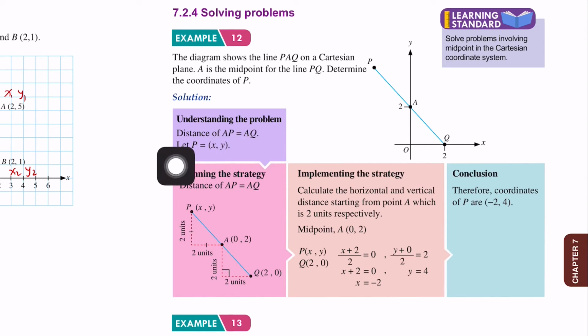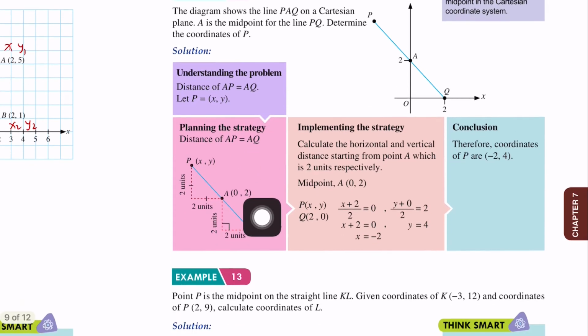Now we know that the distance of AP and AQ is the same. So let P equals to X, Y. Di sini dia dah labelkan P, X, Y, A 0, 2, Q 2, 0. From this part, kita tahu this part is 2 and this height is 2. Sebab tu kita tahu 2 unit, 2 unit. Dan midpoint kan dia mesti sama, so this part must be the same. So kita boleh assume this is 2 and this is 2, sama.